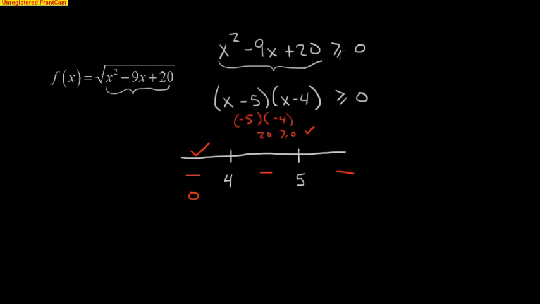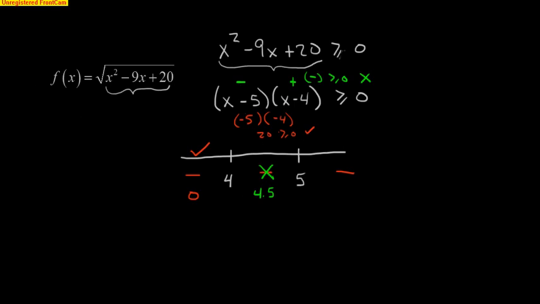Okay, so next thing I want to do is I'm going to pick a number between 4 and 5. So how about 4.5? So if I pick 4.5, 4.5 minus 5, that's going to be negative. So I'll have a negative number there. What about 4.5 minus 4? That's going to be positive, like a half, right? So I have a negative times a positive. That's a negative. Is a negative number greater than or equal to 0? No, that does not work. So this interval is no good.